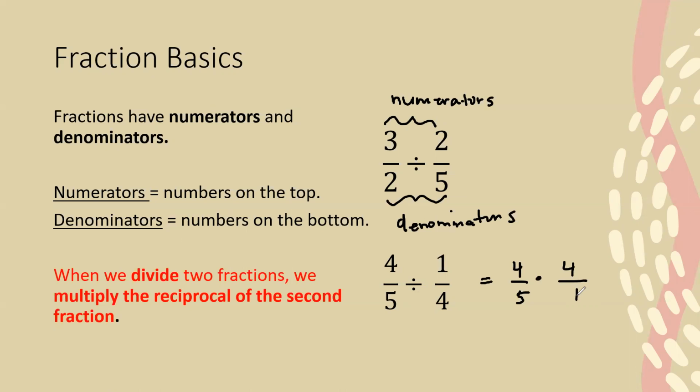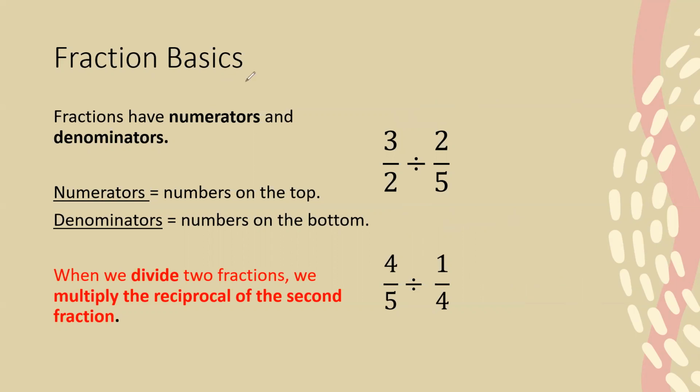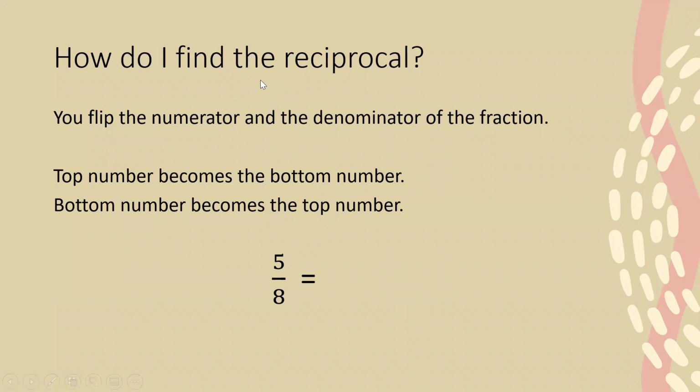And now you're probably thinking, how do I find a reciprocal? So let's go ahead and learn that. To find the reciprocals of fractions, we simply flip the positions of the numerators and the denominators of that fraction. So the top number becomes the bottom number, and the bottom number becomes the top number. So here we have 5/8. And if we wanted to find the reciprocal, we would flip this fraction. So 8, which was on the bottom before, now becomes the number on the top, and 5, which was on the top, now is in the bottom.